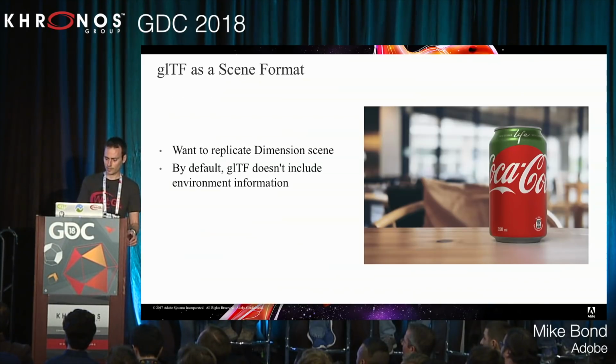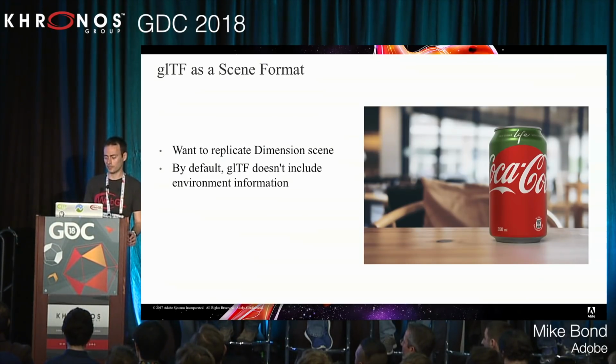The lighting doesn't look quite right. The shadow, reflection on the ground. And this is because GLTF, as it's defined right now, is missing any environment information. It's kind of strictly the model format itself. And our goal is to make it so that somebody can export a scene from Dimension and have it look as close as possible on the web or wherever they're exporting it to, look like it does in Dimension.